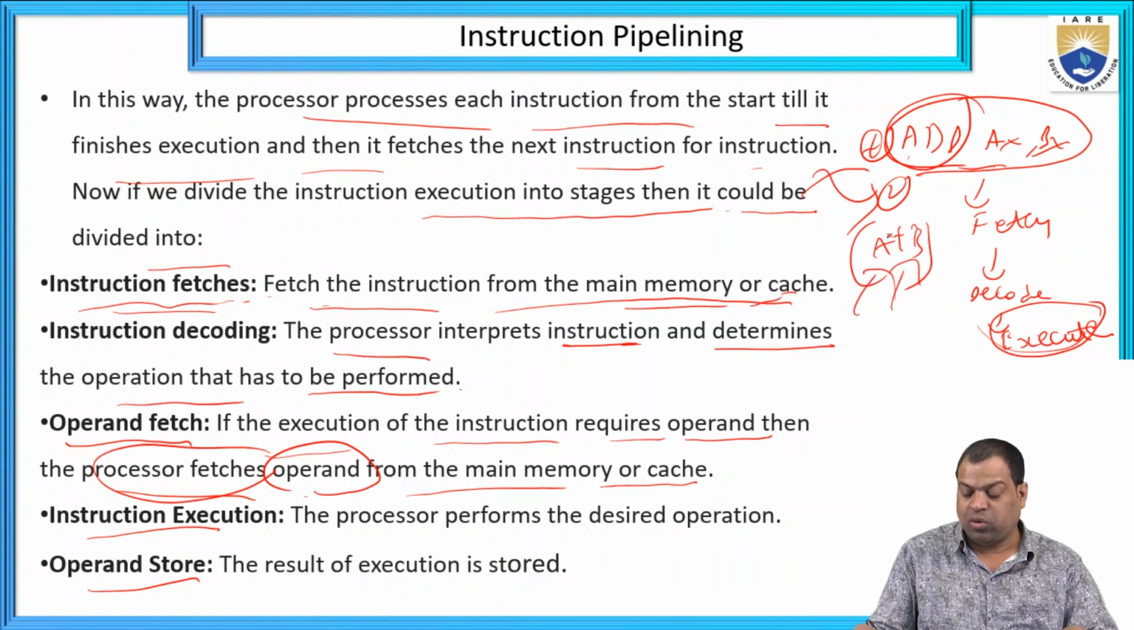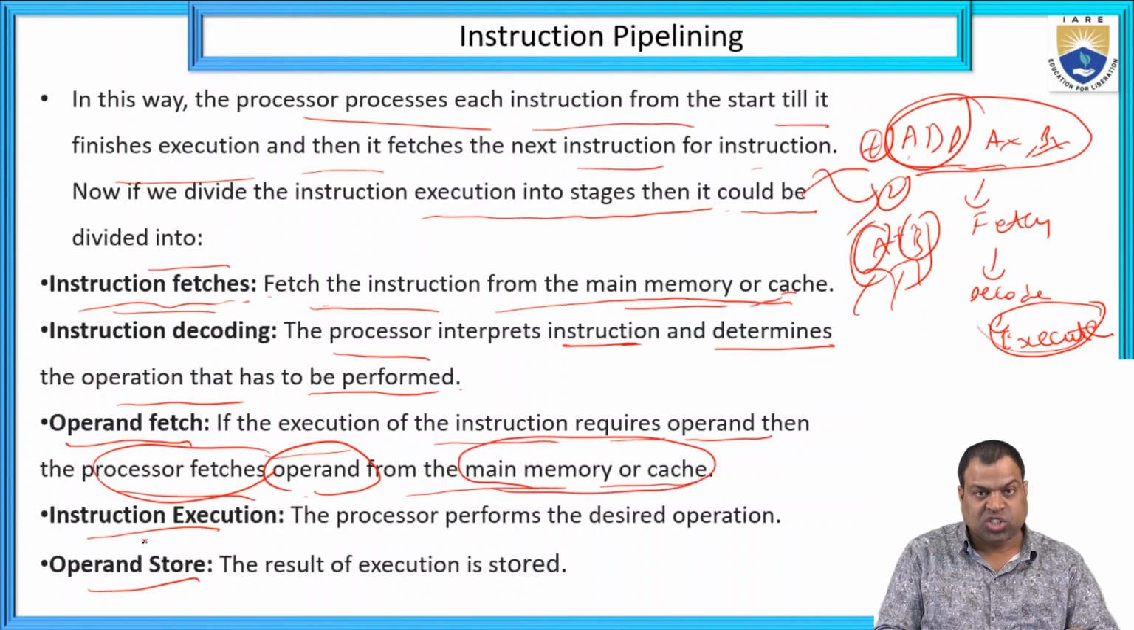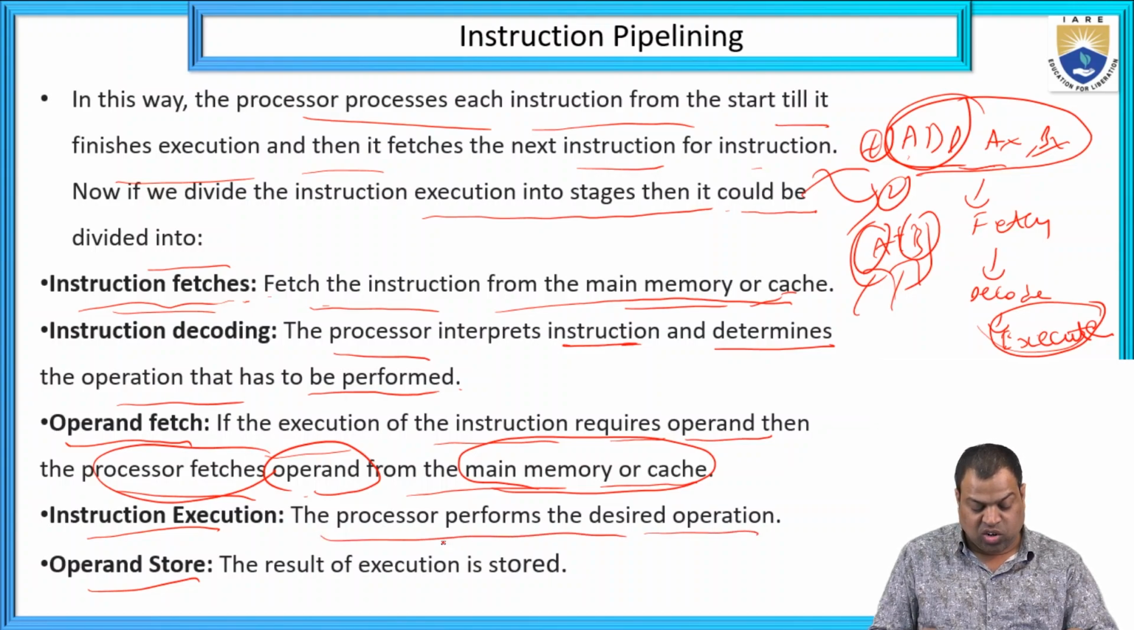Yes. After the operand is available, we decide how many registers we need for the operand. Suppose I need 2 registers. So we are going for the 2 registers, a comma b, with the add operation. Okay. Operand fetch: if the execution of the instruction requires the operand, then the processor fetches the operand from the main memory or cache memory. Instruction execution: the processor performs the desired operation.